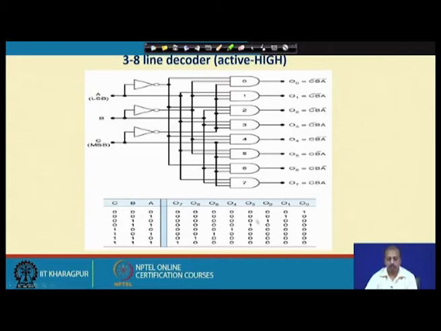So, this is the truth table that we have. When ABC is 0 0 0, O0 is getting selected, O0 becomes equal to 1 and the rest of the outputs are 0. For any other combination, one of the other outputs will be made equal to 1. This way we can have a 3 to 8 line decoder.